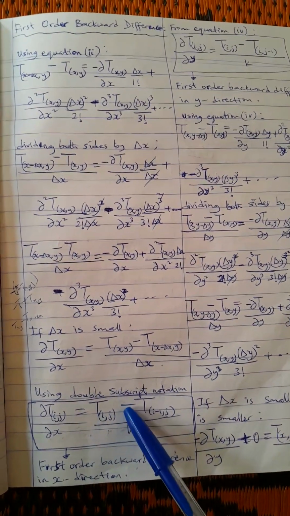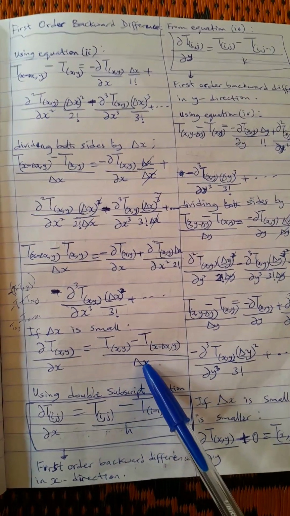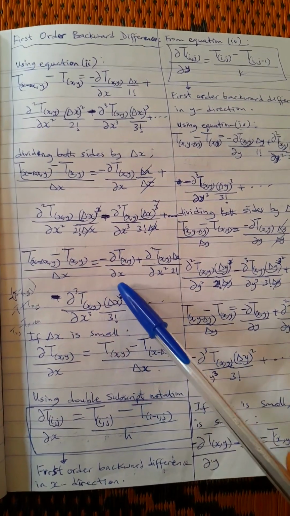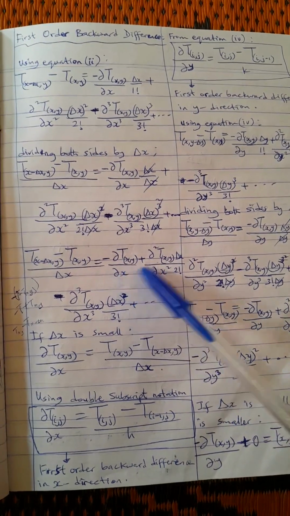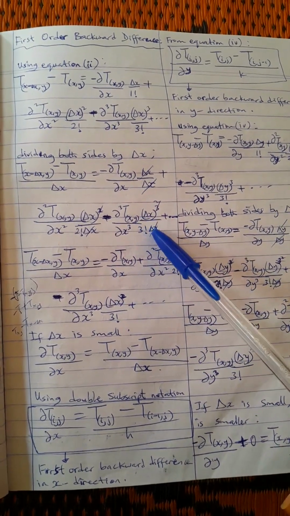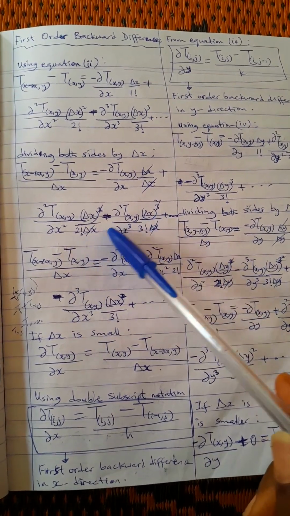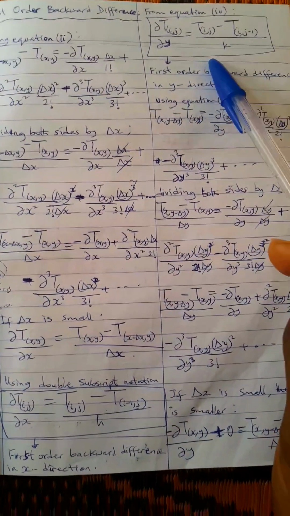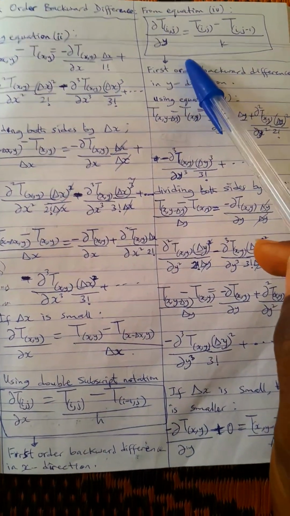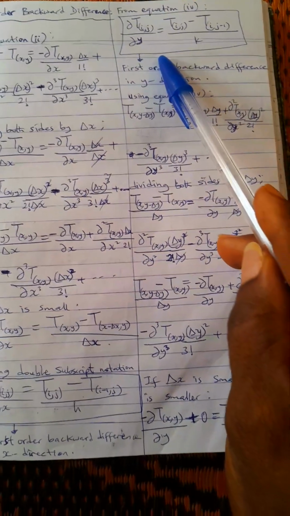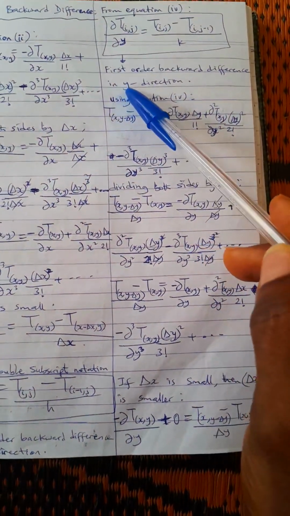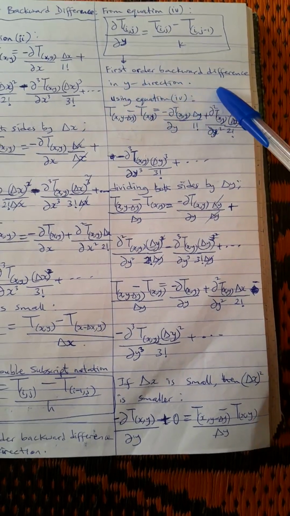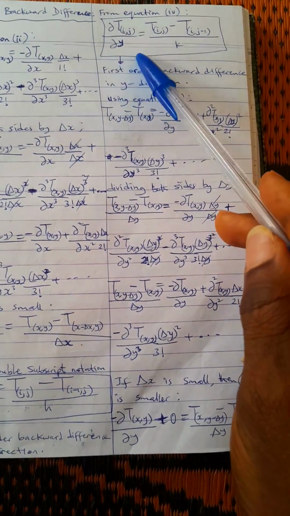You do this for the Y direction. Just change this to delta Y. Anywhere that you see X, change it to Y, and anywhere you see delta X, change it to delta Y. Do the same thing, follow the same steps. You get this. This is what you get. So for first order backward difference in Y direction, this is the equation.